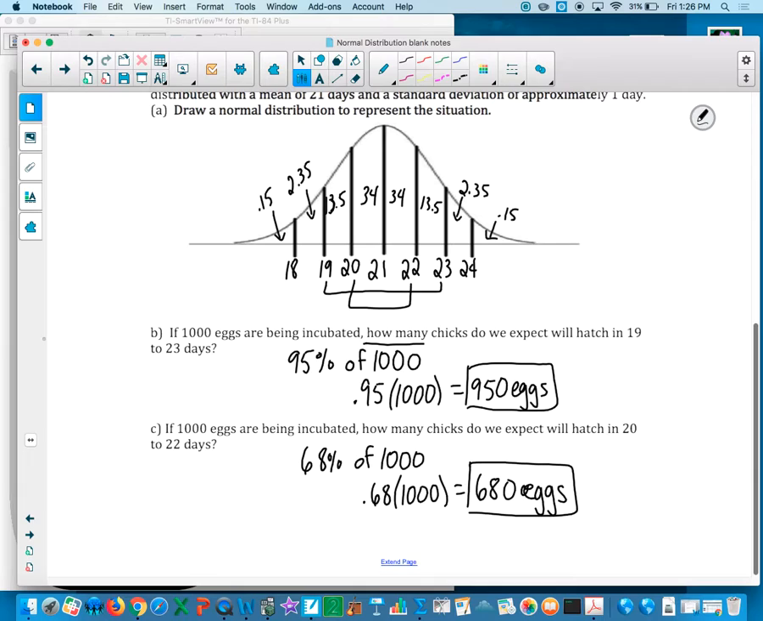Right, and then the next two, same idea, they're just on the next page, which is a little bit annoying, but 1,000 eggs are being incubated. How many chicks do we expect to hatch in 21 days or fewer? 21 is our mean, so that would be 50%. And then between the 18 and 24 days is our 3 standard deviations, which is the 99.7%. So I'm going to fill that in on the next page, but just so that you can see it, you might want to keep your paper open while you're looking at that.